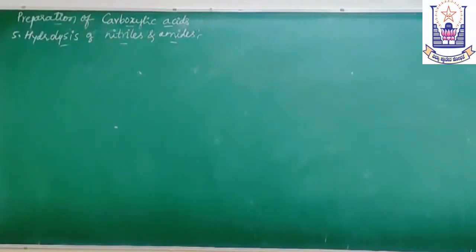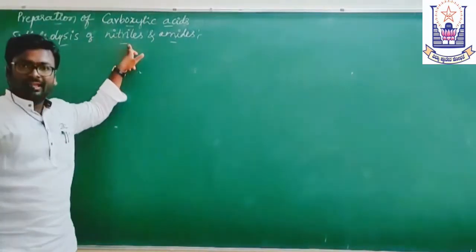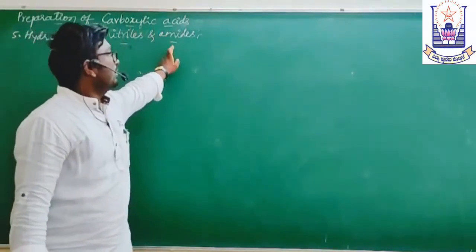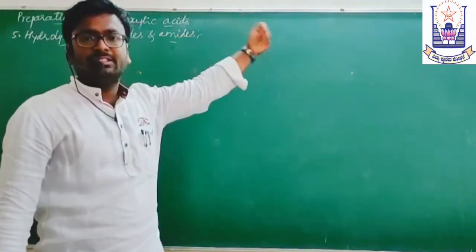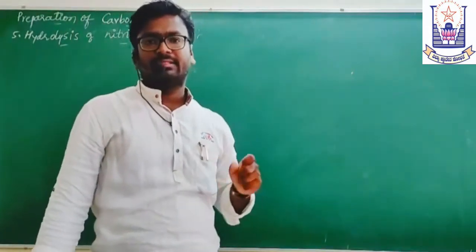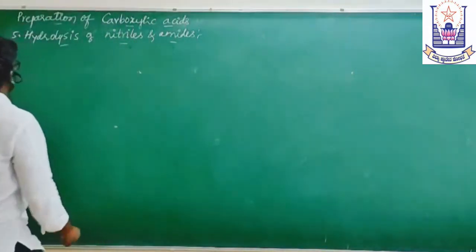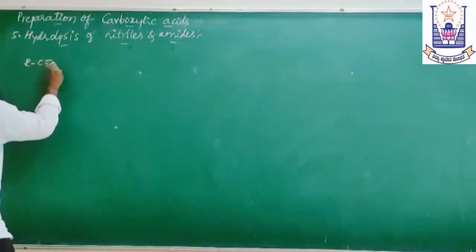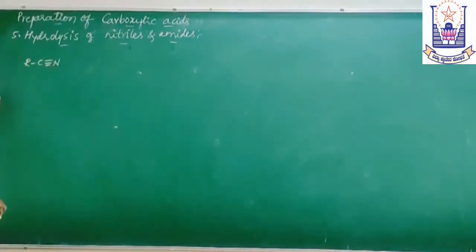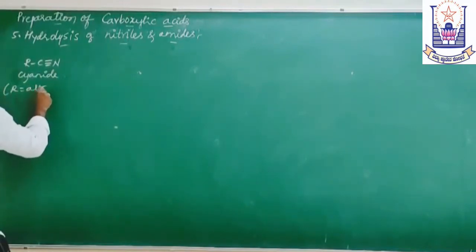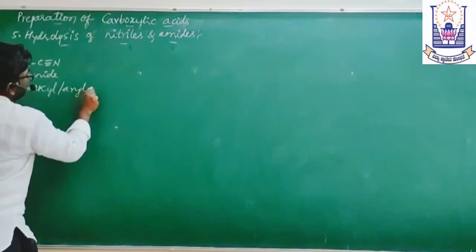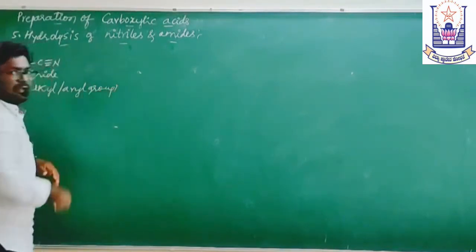Let us discuss the hydrolysis of nitriles or cyanides to amides and further hydrolysis of amides to carboxylic acids. Let's consider a general example here. RC triple bond N is called alkyl cyanide or alkyl nitrile. You may take aryl also, no problem. Here, this is the cyanide, where R is an alkyl or aryl group.